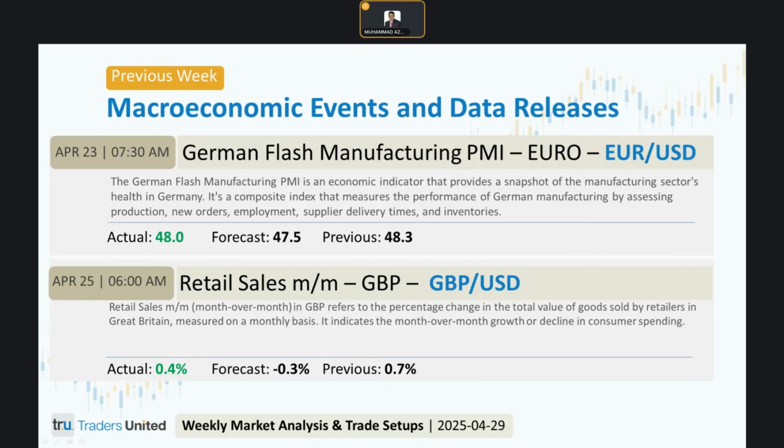Now, on April 25th, 2025, the retail sales month over month report: the previous number was 0.7%, the forecast was negative 0.3. The actual number is in green, it's positive 0.4%. The UK retail sales surprised to the upside in April, rising to 0.4% compared to an expected decline of 0.3%. Although this marks a slowdown from the previous month's 0.7%, the data beat forecasts and points to continued consumer resilience despite ongoing cost pressures.